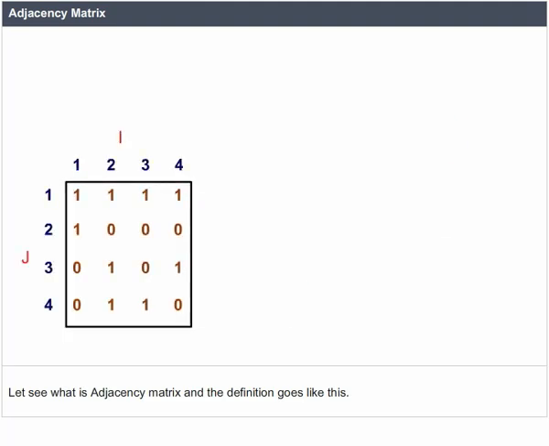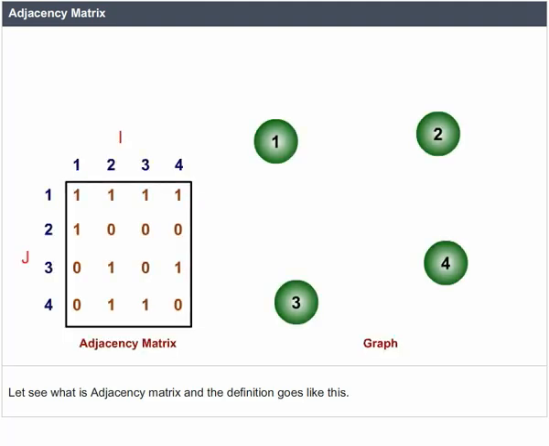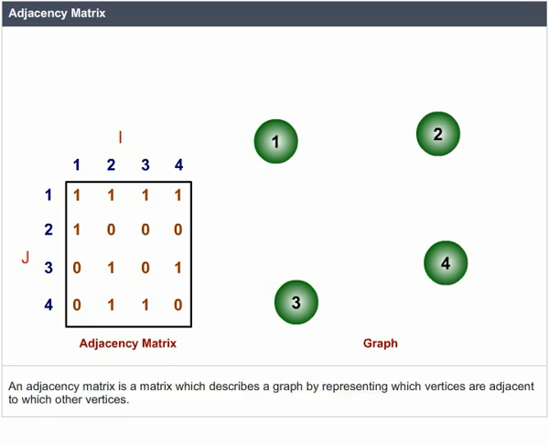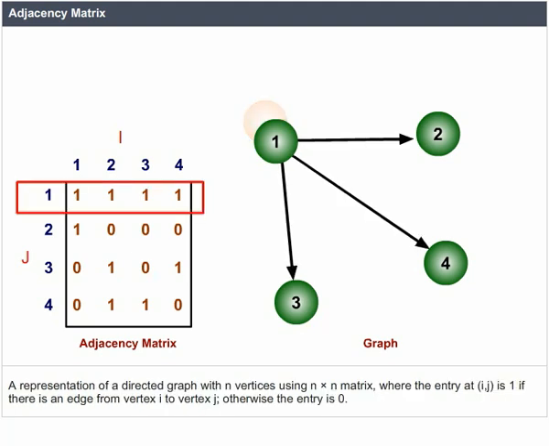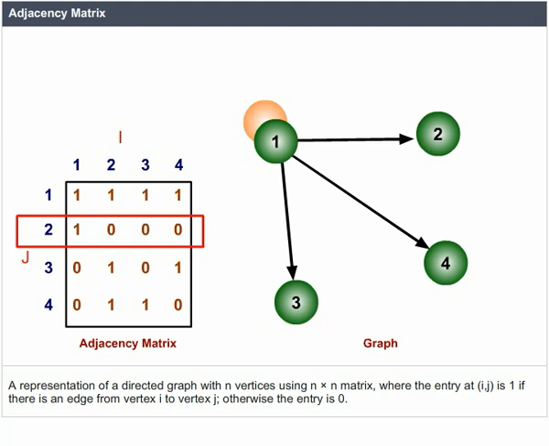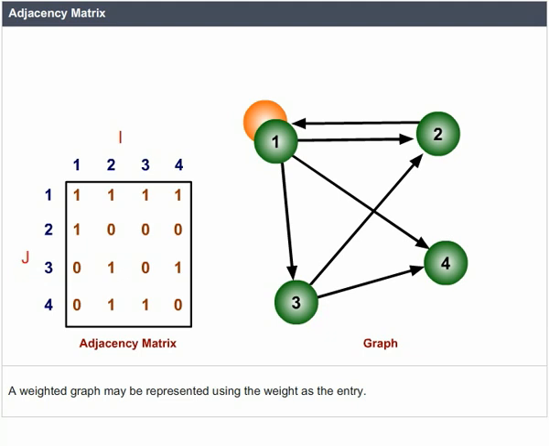Adjacency matrix. Let's see what an adjacency matrix is, and the definition goes like this. An adjacency matrix is a matrix which describes a graph by representing which vertices are adjacent to which other vertices. A representation of a directed graph with n vertices uses an n multiplied by n matrix, where the entry at ij is 1 if there is an edge from vertex i to vertex j. Otherwise, the entry is 0. A weighted graph may be represented using the weight as the entry.